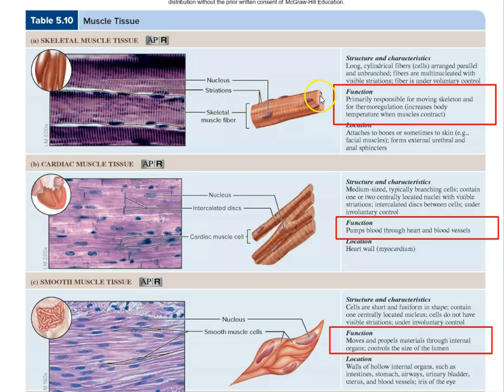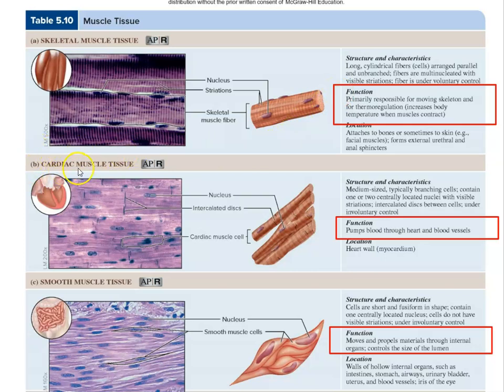The function of skeletal muscle tissue is responsible for moving the skeleton and for thermoregulation, so it helps to increase the body temperature when muscles contract. Remember, from our negative feedback loop example, skeletal muscle will contract to cause shivering to help increase body temperature.